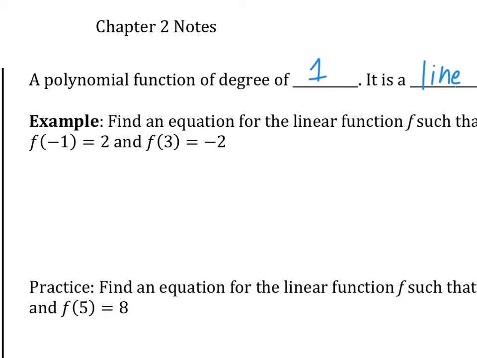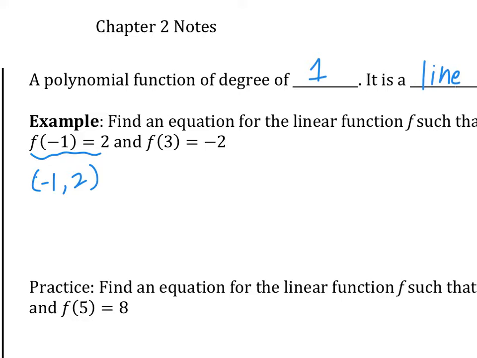This question says, find an equation for the linear function f such that f of negative 1 is 2 and f of 3 is negative 2. What does it mean when f of negative 1 is 2? The function of negative 1, as an x, equals 2. Can you write it as an ordered pair? Yes, negative 1, 2.